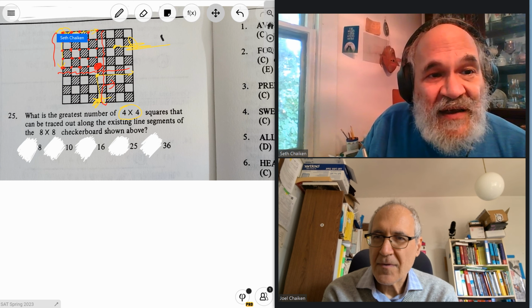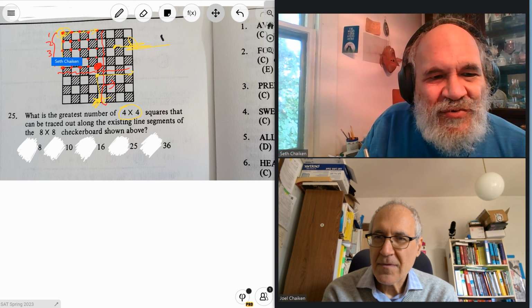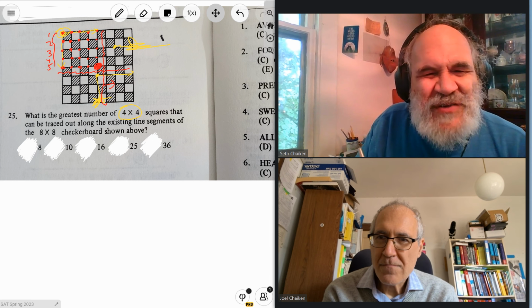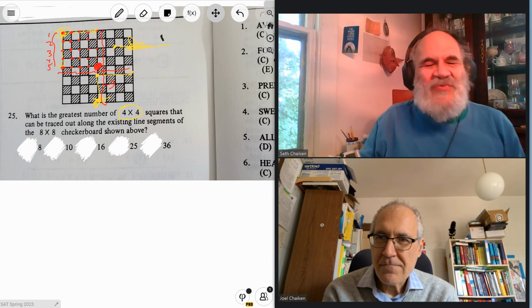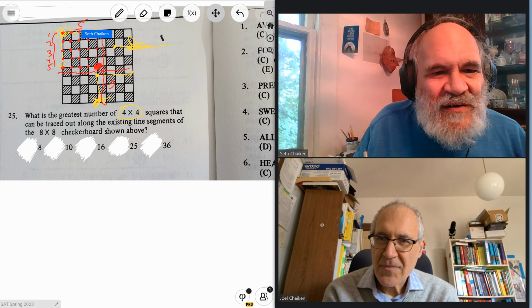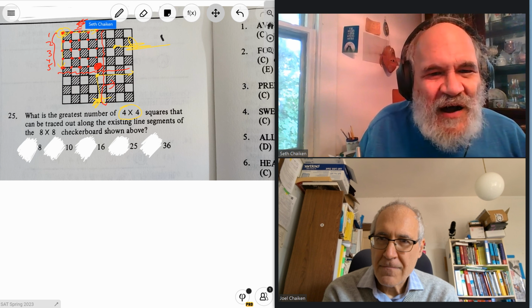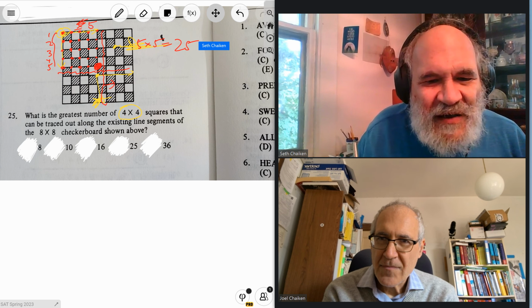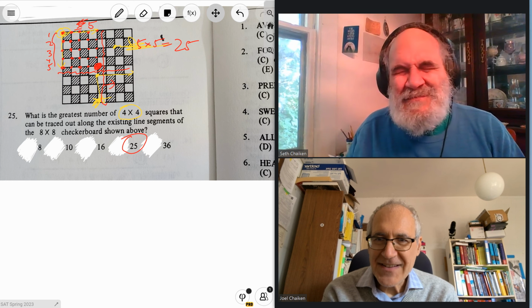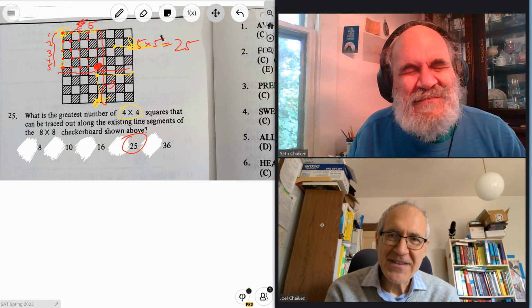And how many are there? I have 1, 2, 3, 4, 5. I got 5 choices for which row to pick, and 5 choices for each column. 5 times 5 equals 25, and I picked 25 as the answer. So that was, I guess, see how I blacked it out, that was the answer given.